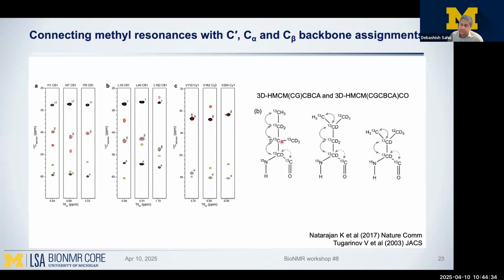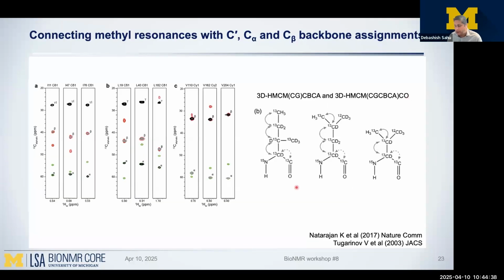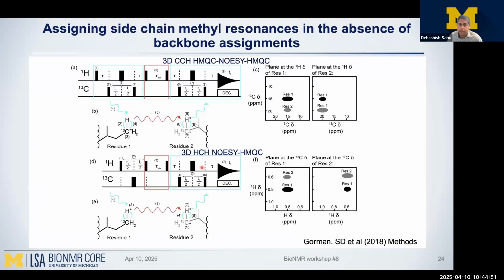Okay. Again, these two experiments that I talked about are called out-and-back experiments. You start from here, you go out, and you come back, and you label things along the way. And you can then use that to your advantage to assign your methyl groups. Okay, so this is the other thing that people have been using. So these are a combination of two different 3D experiments.